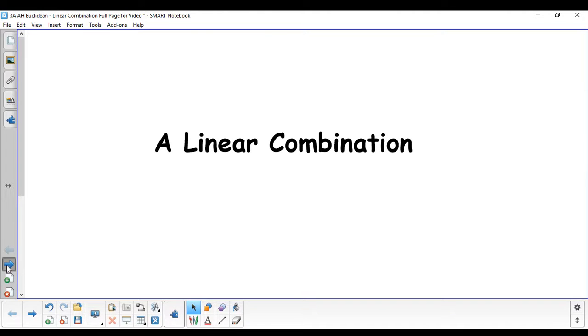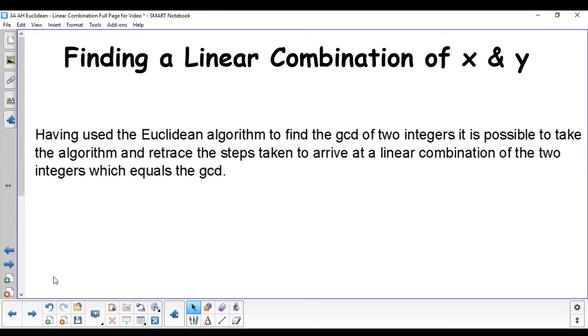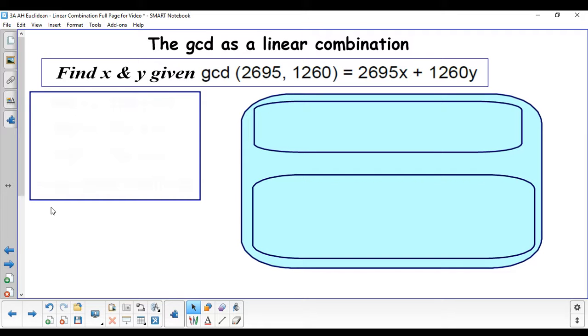A linear combination. Having used the Euclidean algorithm to find the greatest common divisor of two integers, it's possible to retrace the steps of the algorithm to arrive at a linear combination and figure out what x and y would be worth, or s and t, or whatever they give you. Okay, when we know that it equates to the greatest common divisor, that will mean nothing to you until you try it. So let's have a look.